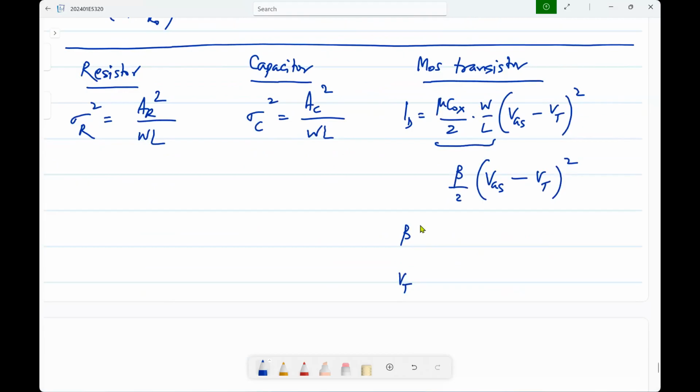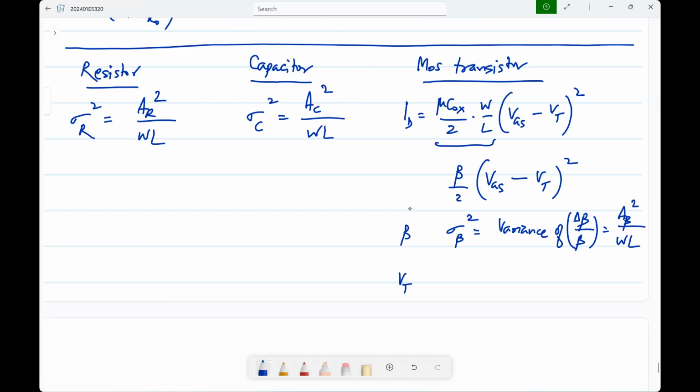Now, in case of current factor, what is given is the variance of delta beta over beta, and this will be A_beta square by WL. A_beta will be given to you, and it will be different for different transistors. It will be different for NMOS and PMOS, and you may have a variety of transistors for them which will be somewhat different.